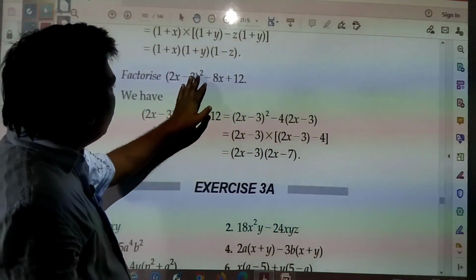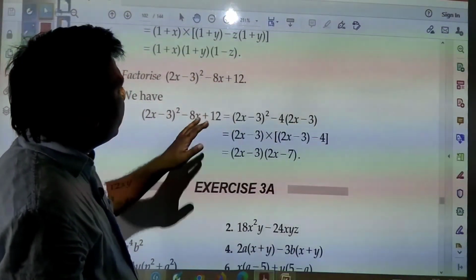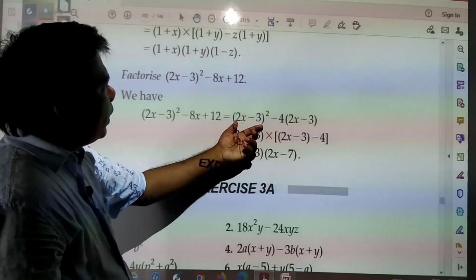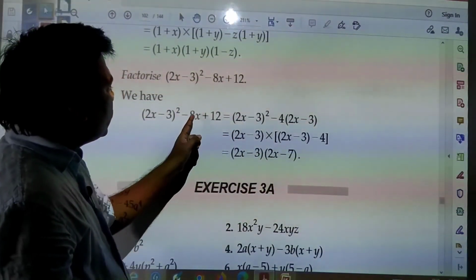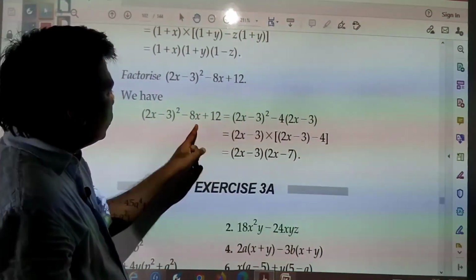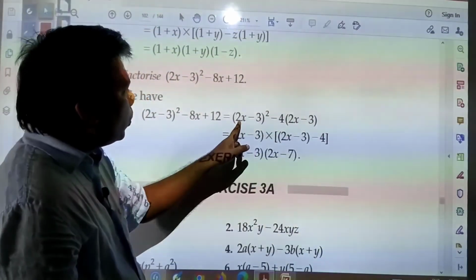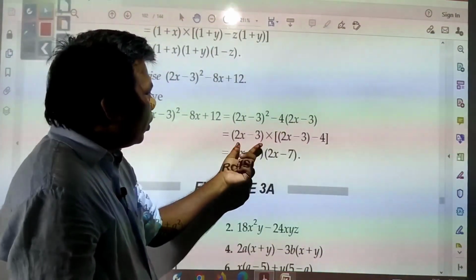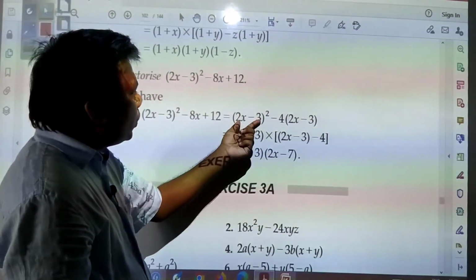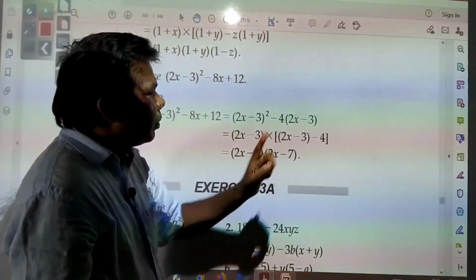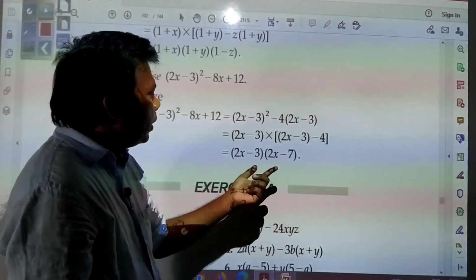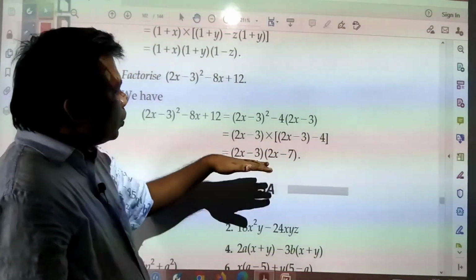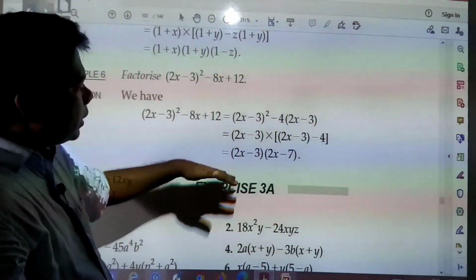2x minus 3 whole square minus 8x plus 12. Again here you see 2x minus 3 whole square minus common what you will get, 4. So you have got 2x minus 3. Now 2x minus 3 and 2x minus 3 you have got common. So you will be left with 2x minus 3 and here minus 4. This is required to be simplified. You have got 2x minus 7. So in this way you have factorized this.